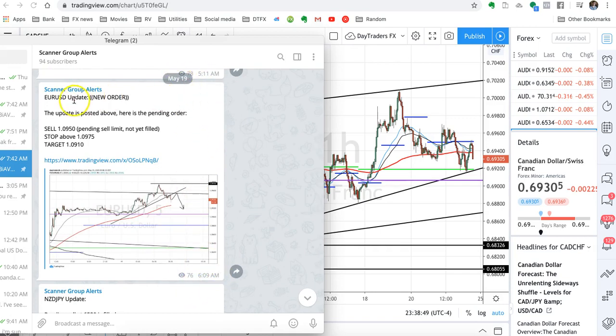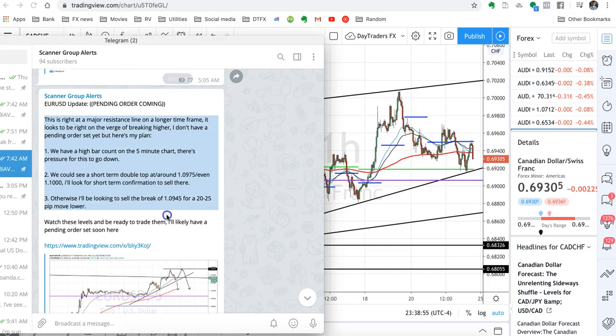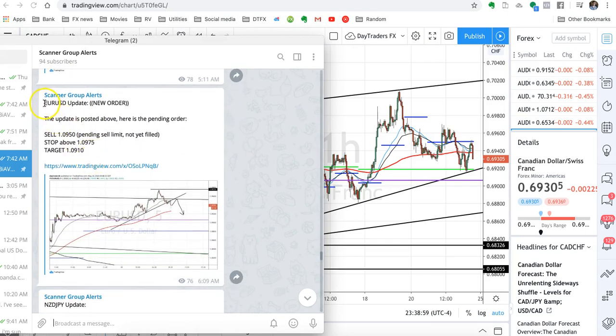on the 19th, I said, "We're going to put a pending order on the euro dollar." So I've already given all the details of what I like about the euro dollar. And about an hour later, I said, "It's time to put a pending order in here." So we put a sell order on euro dollar, a sell limit not yet filled.